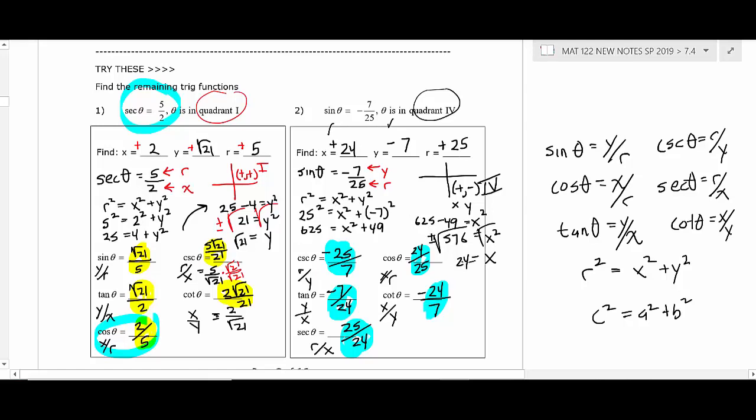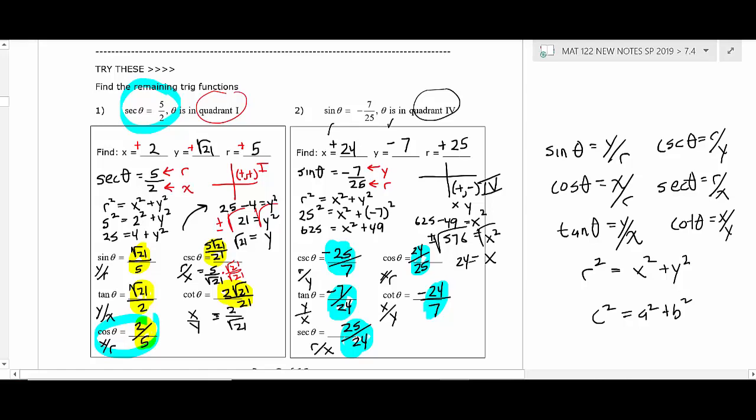So I got 24, and once you have these 3 numbers, then just follow the definitions. Cosecant's r over y, so that's 25 over 7. Just put the negative in the numerator. Cosine's x over r, so that's 24 over 25. Tangent's y over x, so that's negative 7 over 24. Cotangent's the reciprocal of tangent, so flip it to get negative 24 over 7. And then the secant's the reciprocal of the cosine, so 24 over 25 turns into 25 over 24.